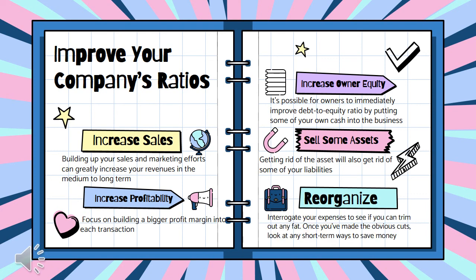And lastly, reorganize. Interrogate your expenses to see if you can trim out any fat. Once you've made the obvious cuts, look at any short-term ways to save money. For example, you might need to lay off some employees until you've dug your business out of its current difficulties.